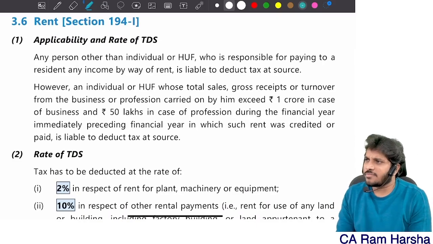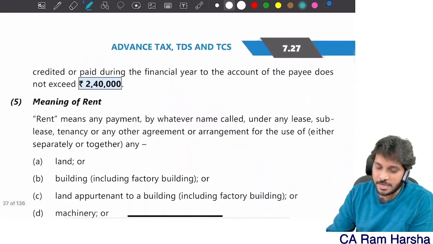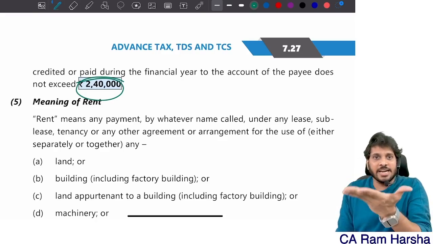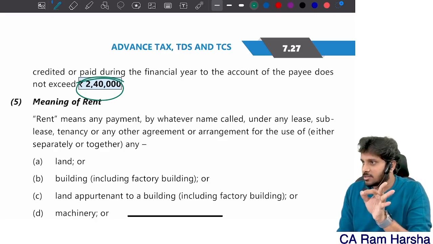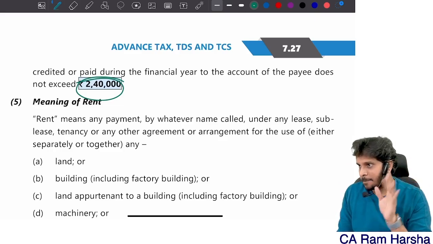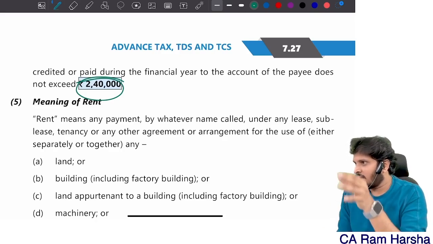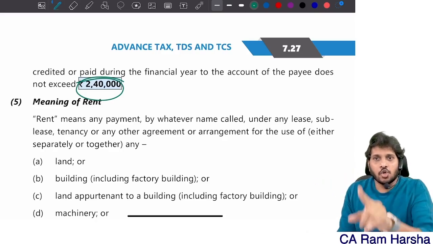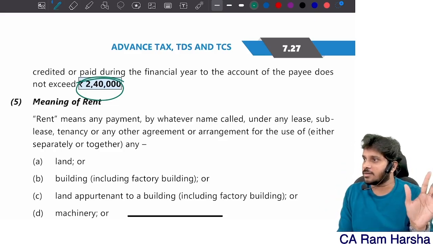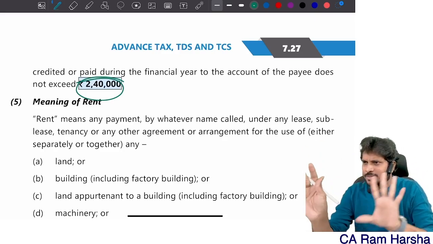194I, rent. When is TDS applicable on rent? What is the yearly limit? 2.4 lakh, 2,40,000 rupees. What is the rate of TDS? When I am paying rent, there are two kinds: movable items and immovable items. For immovable property, the rate of TDS is 10%. For movable property, the rate of TDS is 2%. Whether it is movable or immovable property rent, to that person, yearly how much you are paying? Once 2,40,000 is crossed, TDS is applicable, whether you paid for the movable portion or the immovable portion.